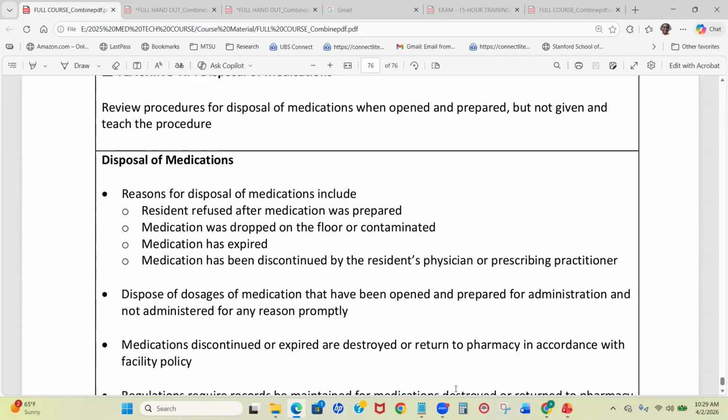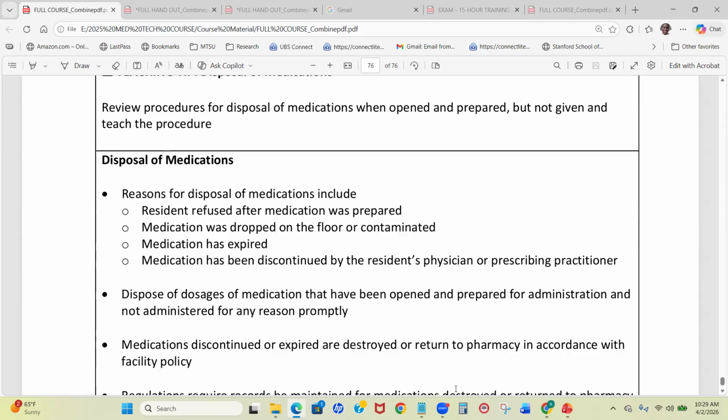So reasons for disposal of medicines: maybe the resident refused it after we prepared it. You have to chart why it was refused, why we are disposing it. Maybe the medication was dropped on the floor. So when you count the narcotics and you pull a narcotic and it accidentally popped out and you don't know where it fell, get somebody to witness that you popped it and it fell. If you can't find it, all of you make an attempt to look for it.